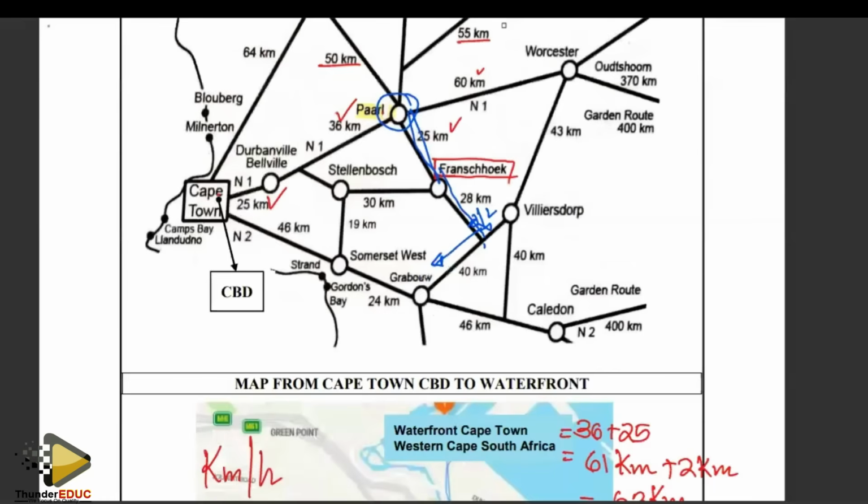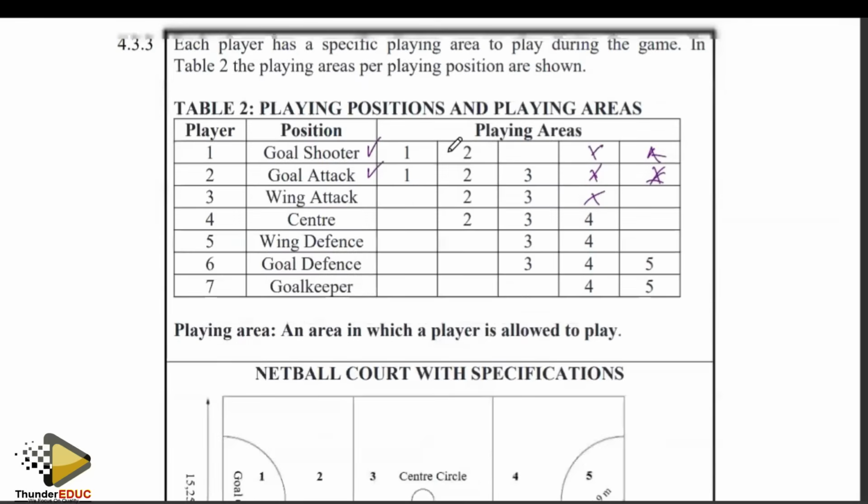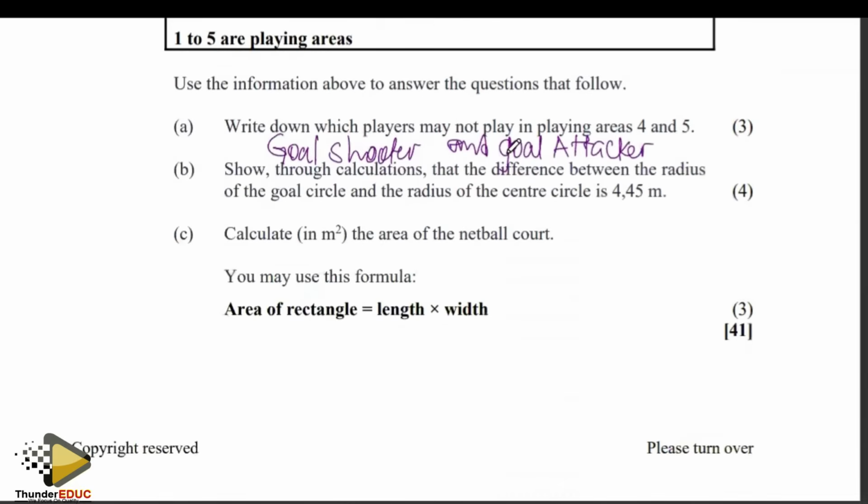Also, take note, a clear note. Also the center. So the center is not supposed to play there. So, show through calculation that the difference between the radius of the goal circle and the radius of the center circle is 4,4 meters.